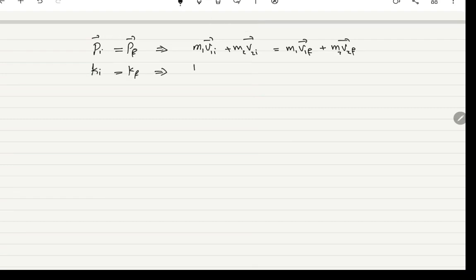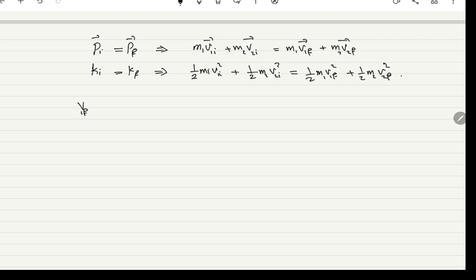In other words, half m1 v1 initial squared plus half m2 v2 initial squared equals half m1 v1 final squared plus half m2 v2 final squared. We can simplify these two equations and write them in an easy form.